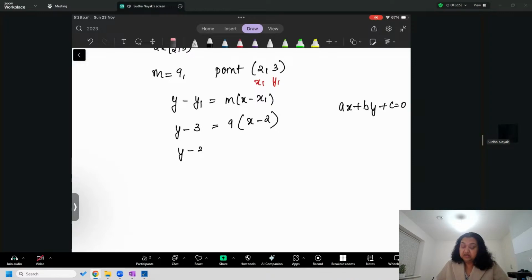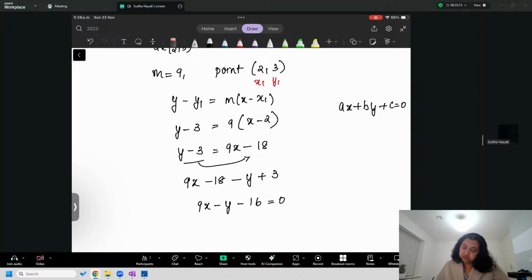So you can write this as y minus 3 is equal to 9x minus 18. You can bring everything to one side. So I'll bring this to this side just so that I can keep the x as positive. So 9x minus 18 minus y plus 3. And I can write it as 9x minus y minus 16 is equal to 0.